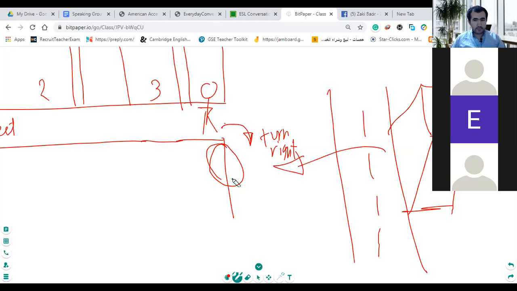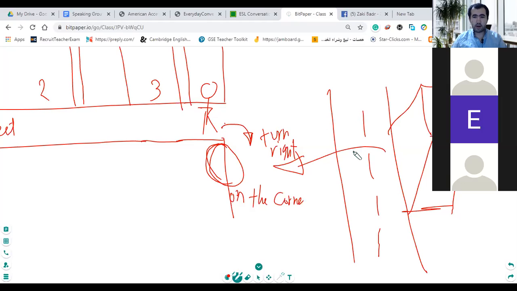Not at the bank. If it's at the bank, it would be here, right? But across from the bank, on the other side. Yes, exactly. So turn right. It's on the corner. Or we can say it is opposite, on the opposite direction. On the corner. This is on the corner.